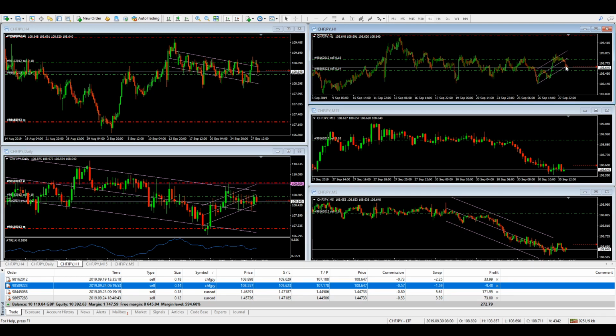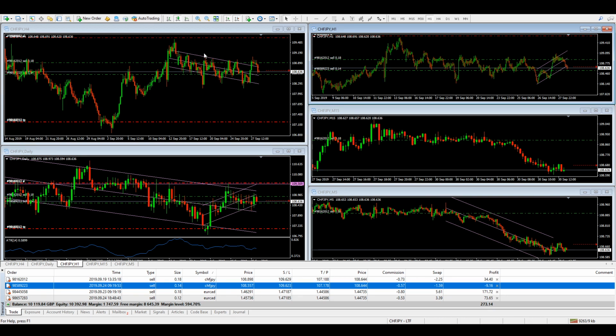So scaling out is basically taking some of the position out because of what these hourlies are doing. When I'm in a trade, I want the trade to do what I envisage. So I've got a plan in my mind of what I want to see the price action do. Of course, I have no control over that, but if it doesn't do that, I have the power. The thing that I can manage is my positions.